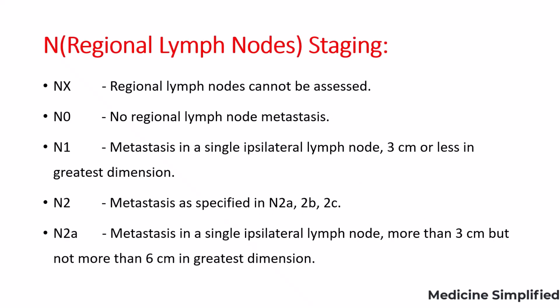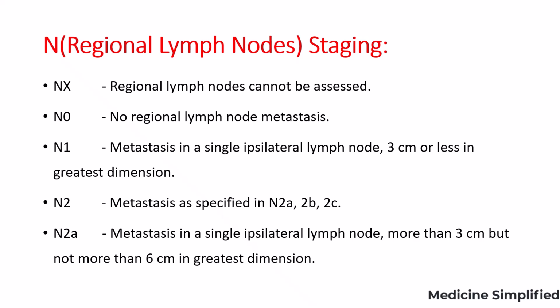Coming to lymph node staging, NX stands for regional lymph nodes cannot be assessed. N0, no regional lymph node metastasis. N1, metastasis in a single ipsilateral lymph node, which is 3 cm or less in greatest dimension. Ipsilateral means same side. Contralateral means opposite side of the body. N2, metastasis as specified in N2a, 2b and 2c.